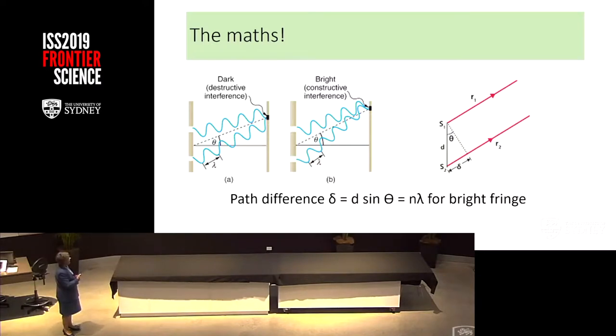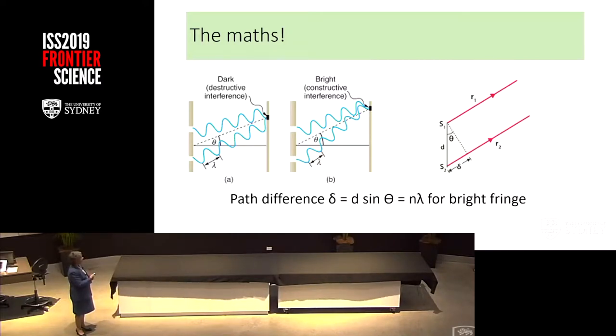And what we need to do is to check out the extra distance that the lower wave is going. So here are the two waves again, slit one, slit two, and the beam's heading off, and the lower beam does this extra distance. And if that's a whole wavelength, or several whole wavelengths, then you get peak lined up with peak, and you get a bright fringe. So you get a bright fringe when this quantity delta is a whole number of wavelengths.